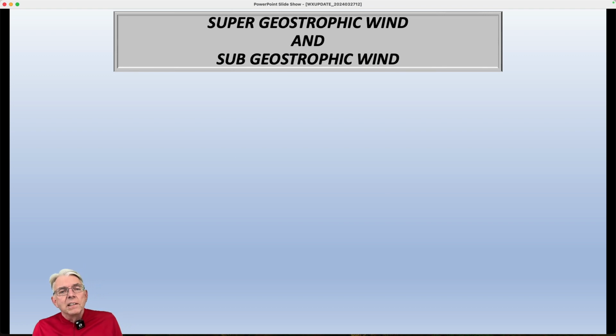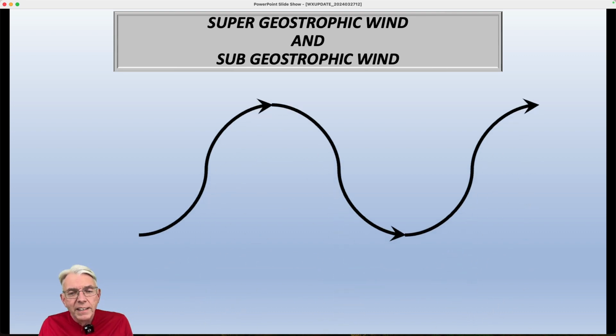Okay, last but not least, we're going to talk about something called the supergeostrophic wind and the subgeostrophic wind, okay? And it can still be balanced, but the winds are stronger in one area and weaker in another. So we're going to talk about that now.